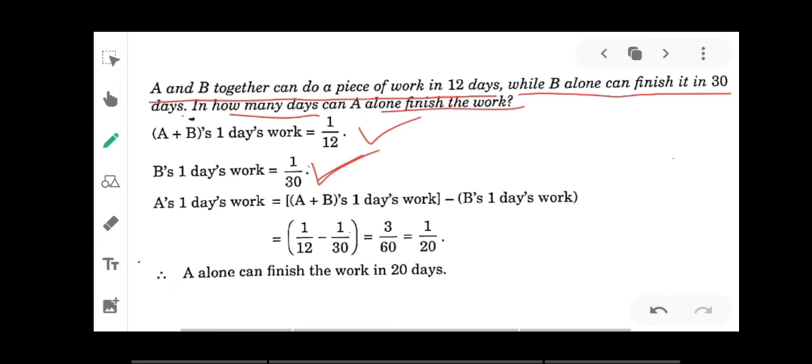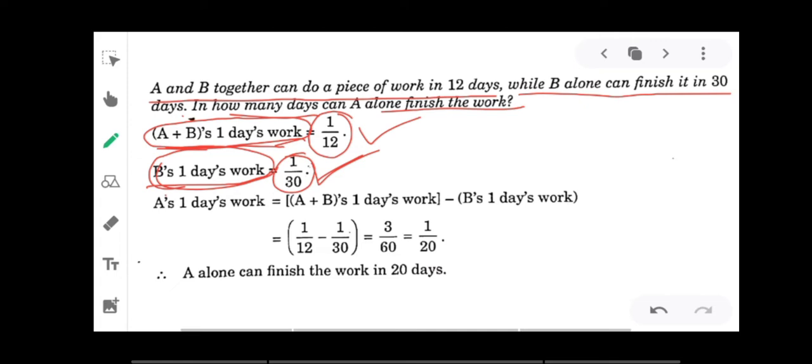That means we have to find out A's one day work. A and B's one day work equals 1 upon 12 and B's one day work equals 1 by 30. That means if we subtract B's one day work from A plus B's one day work, then we'll get A's one day work. Clear?